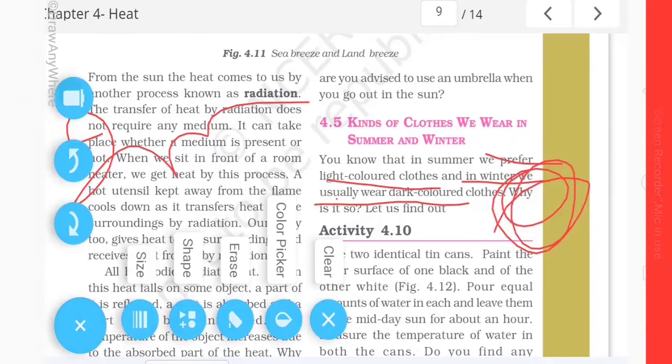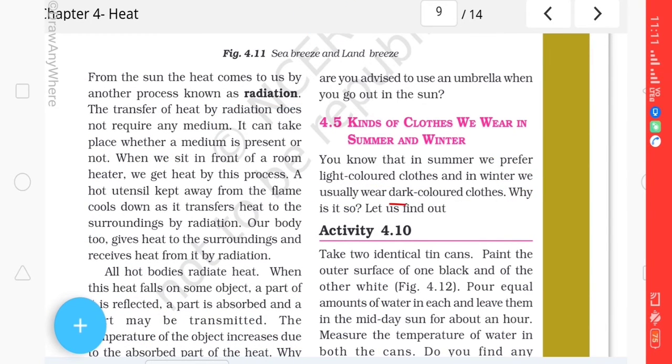But in winter we wear dark color clothes. Why? Because dark color clothes like black, dark purple, dark brown absorb heat. During winter we feel very cold, since the weather is cold, and if we are wearing dark color clothes, those clothes will absorb heat, and we will get that heat in our body and feel warm. So we feel comfortable in winter wearing dark color clothes.